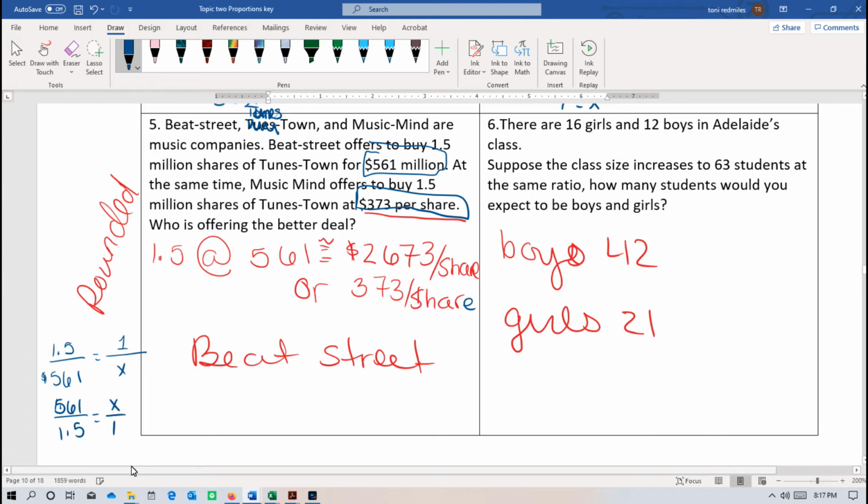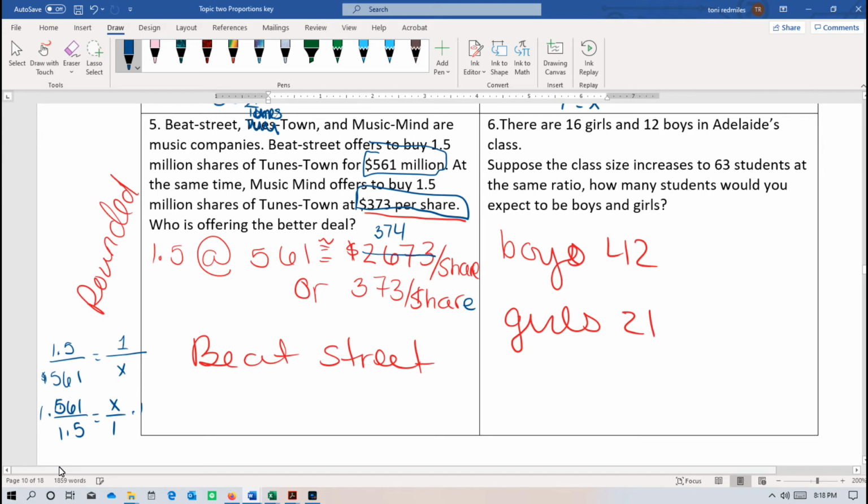I'm going to multiply each side by 1. Really isn't going to change anything, but when I divide these two, I'm going to go ahead and pull out my calculator, and that is going to be 561 divided by 1.5. It's going to be 374. So I don't know where this number came from. I probably was writing down something I was doing from another one because I still got Beach Street. But this is how much it is per one share.